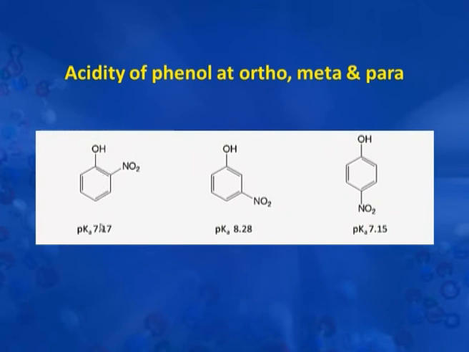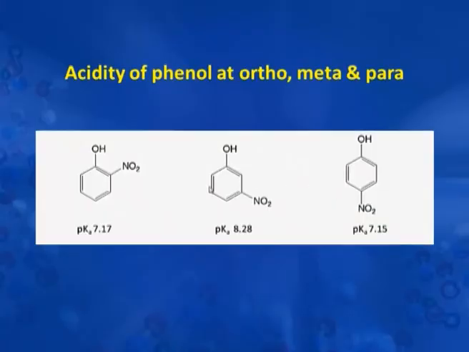But actually if you look at the pK values of ortho and paranitrophenol, you see that paranitrophenol shows higher acidic character compared to orthonitrophenol. Metanitrophenol of course is less acidic compared to ortho and paranitrophenol, because in case of metanitrophenol the extended delocalization in the nitrogen oxygen bond is not possible.